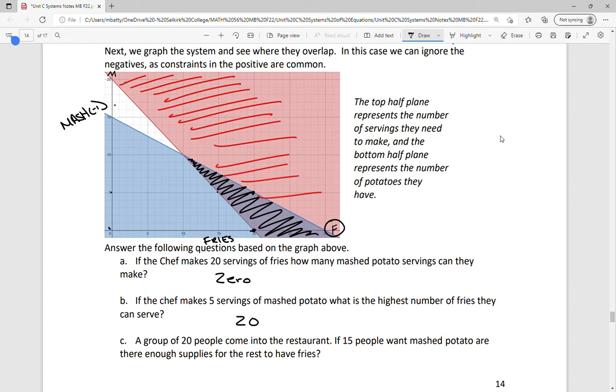So the last one here, 20 people come into the restaurant, 15 people want mashed potatoes. So we've got 15 people wanting mashed potatoes. Are there enough supplies for the rest to have fries? No, those 5 people are going to go hungry. That's not within the realm of possibility, right? All the way up here, you're above what is possible for satisfying those 2 constraints at the same time. And so that's really what we're talking about with this.